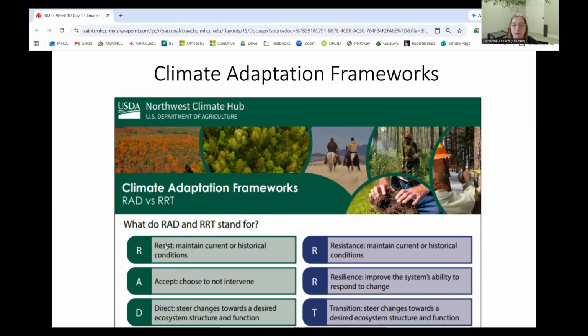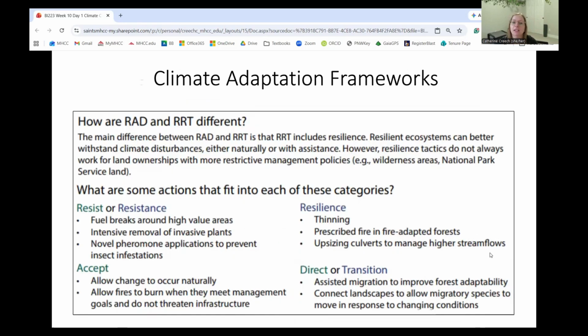RAD stands for Resist, Accept, Direct. And RRT is Resistance, Resilience, Transition. What do those things mean? What do they actually do? Let's check it out. So the main difference between RAD and RRT is that RRT includes resilience. We know ecologically that resilience means your ability to withstand disturbance, and we can measure disturbance. We talked about that when we talk about ecosystems.